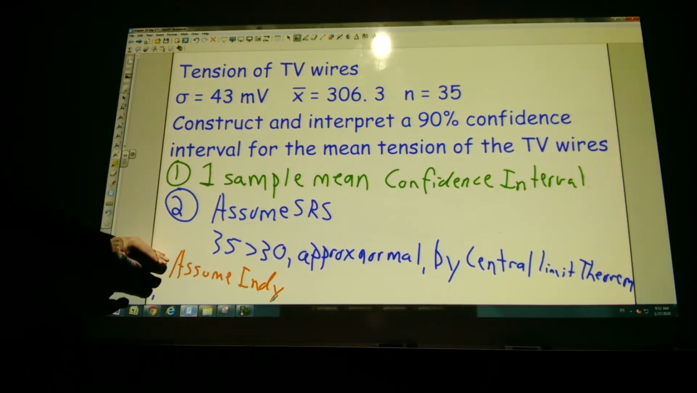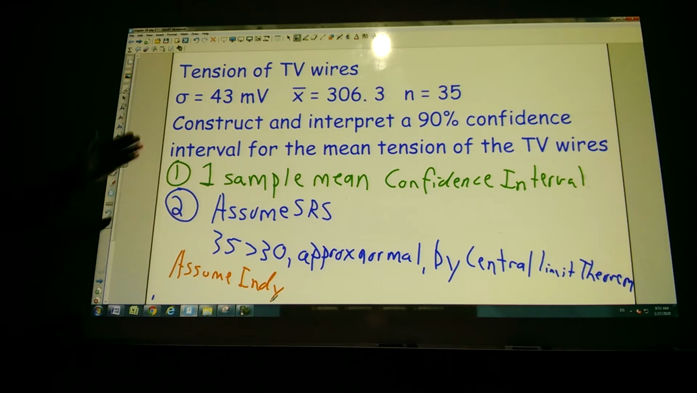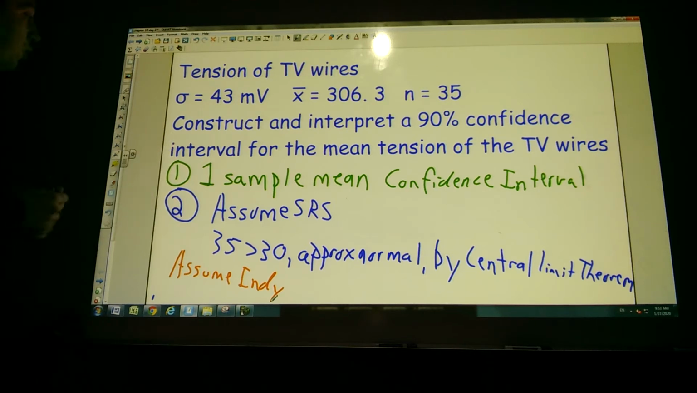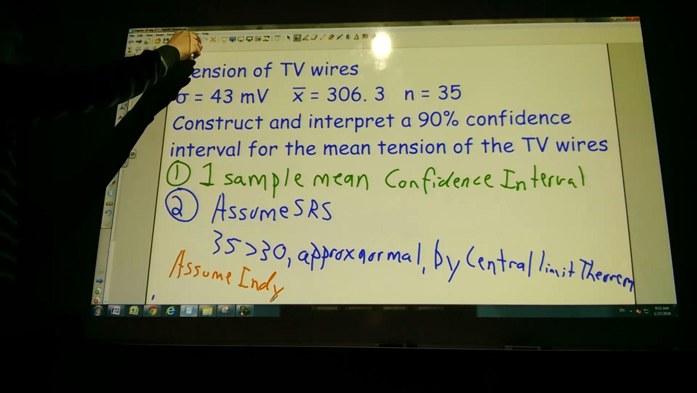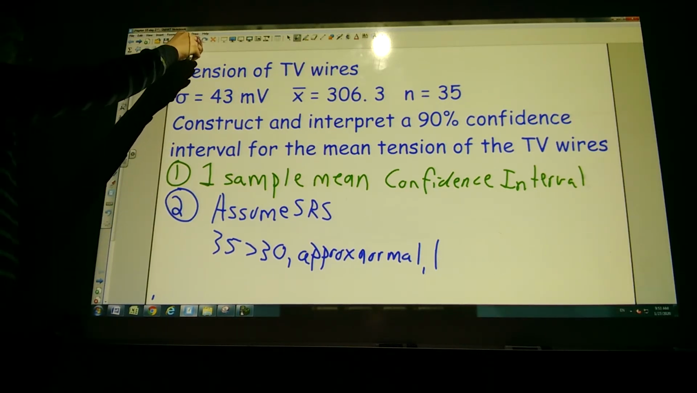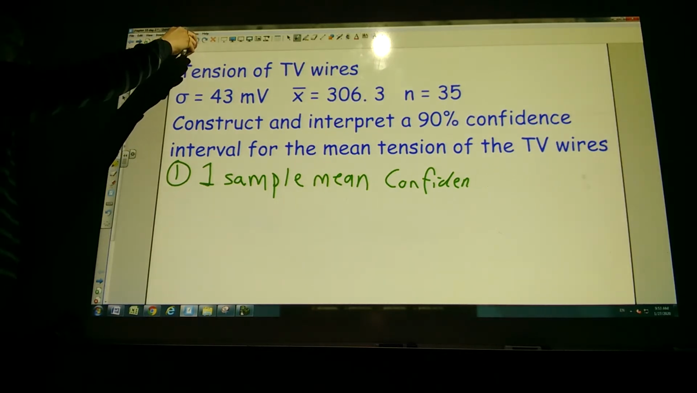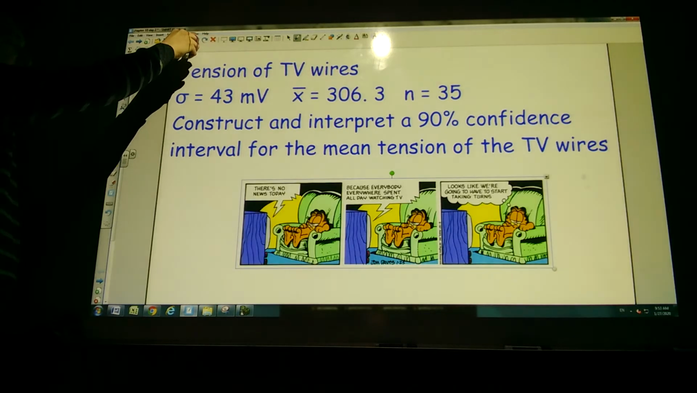This is not a major one. It is important in real life, but we don't talk about it too much. I'll give you extra credit if you say, hey, I need to test independence, but this is not major. I won't count you off. So these are the 2 steps out of the 4, and we haven't even gotten to the mathy stuff. Step 1, name it. Step 2, conditions. Step 3 is the mathy stuff.